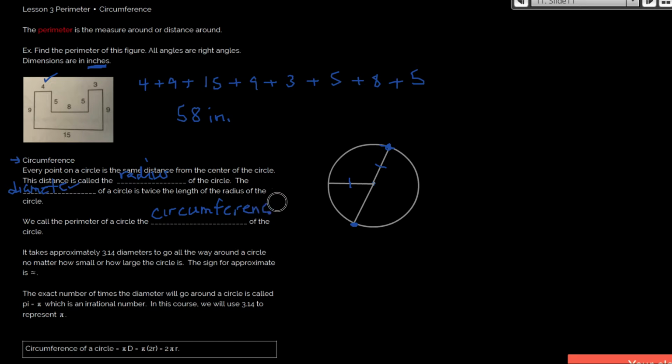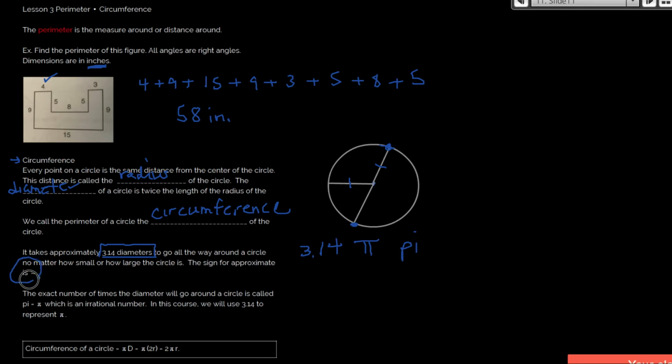Circumference of the circle. So the whole distance around is called the circumference, and this is kind of a cool fact, I think. It takes approximately 3.14 diameters to go all around the circle. It doesn't matter how big the circle is. So I can take this diameter that we just made and lay it around the circle. It's going to go around approximately 3.14 times, and that number, 3.14, is what we call pi.